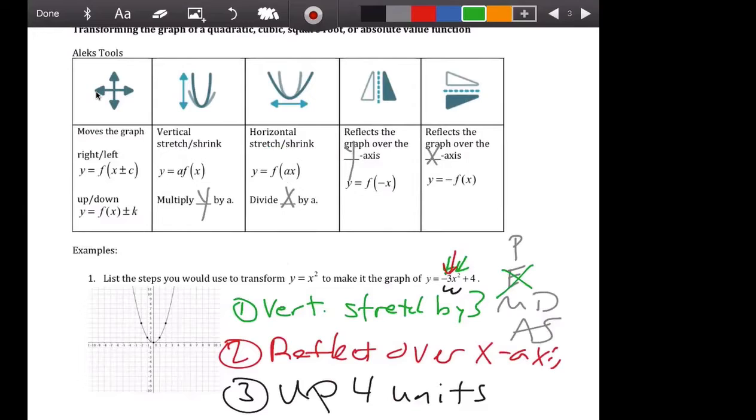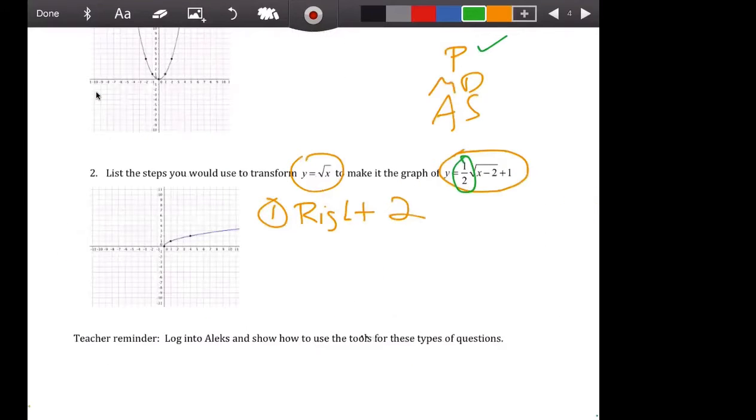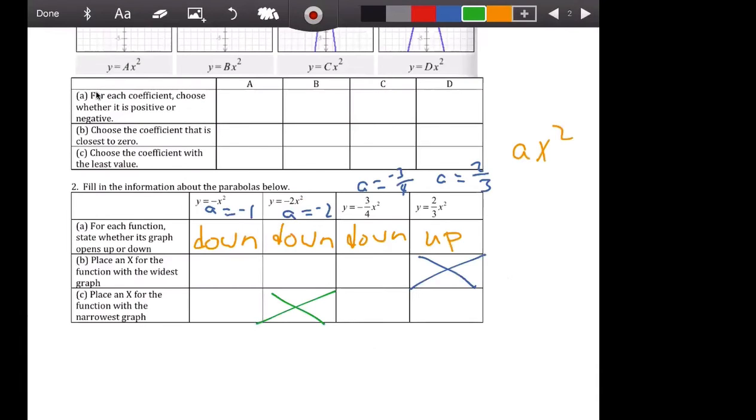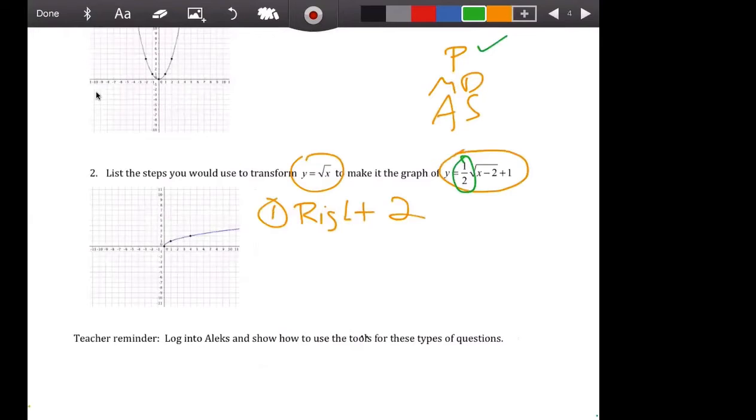Where is it here? There it is. It is outside, right? The a is outside of the f of x, or of the square root. Because it's on the outside, it is going to be either a vertical stretch or shrink, right? Now, this is a 1/2, so anything between 1 and 0 is going to shrink, right? So this is a vertical shrink by 1/2.